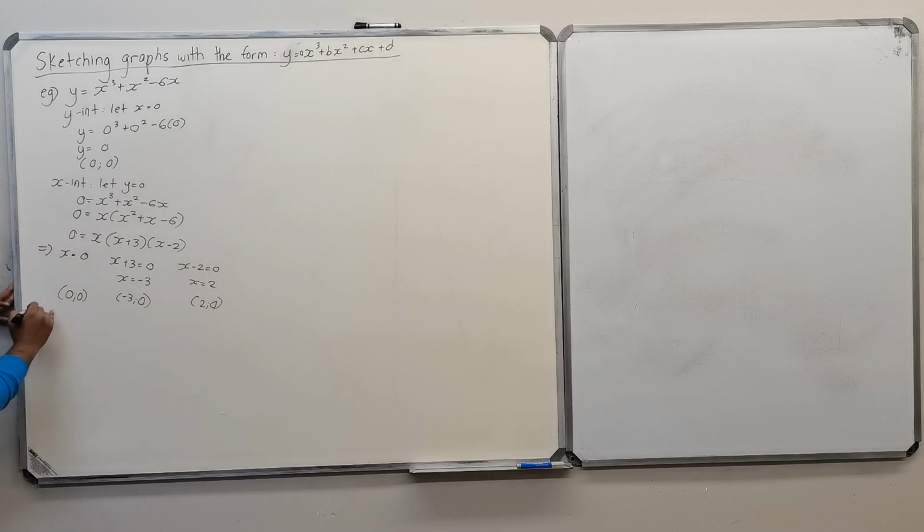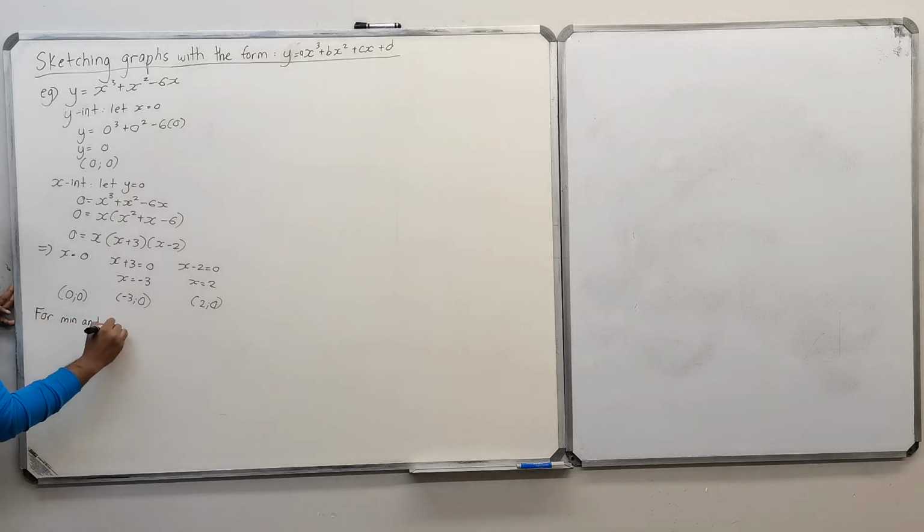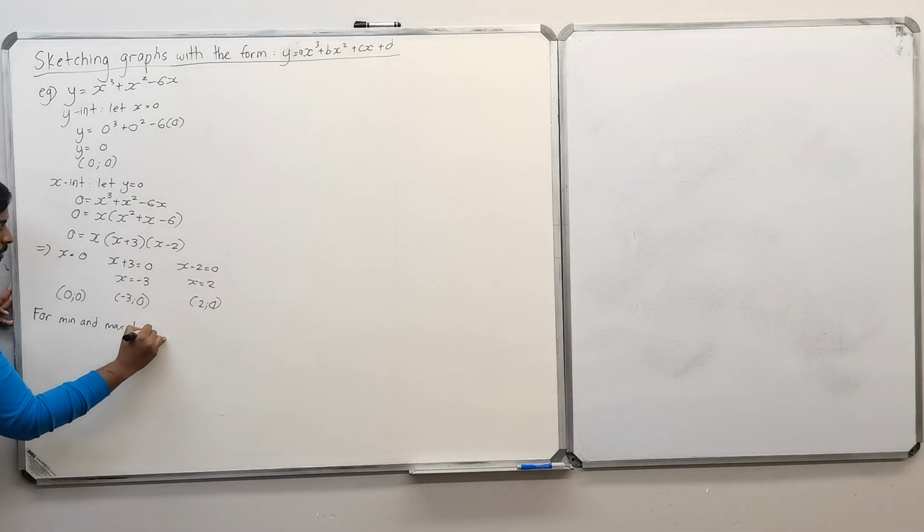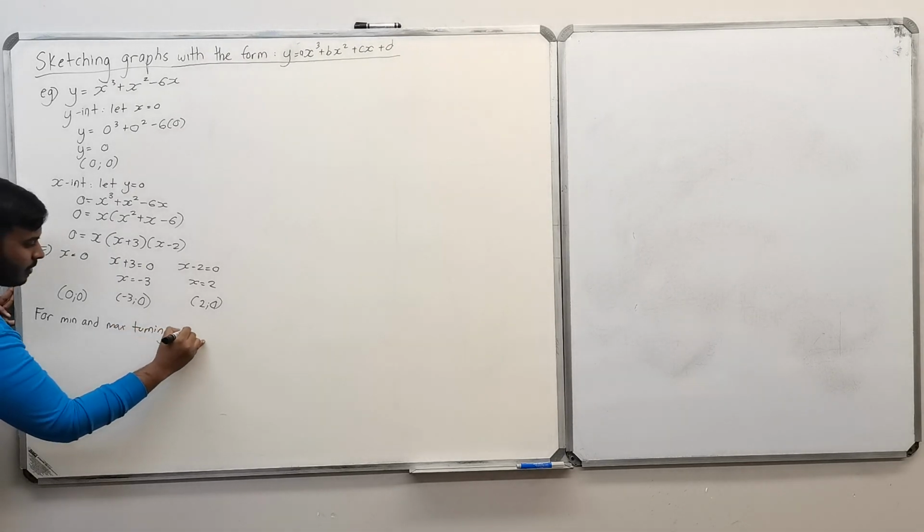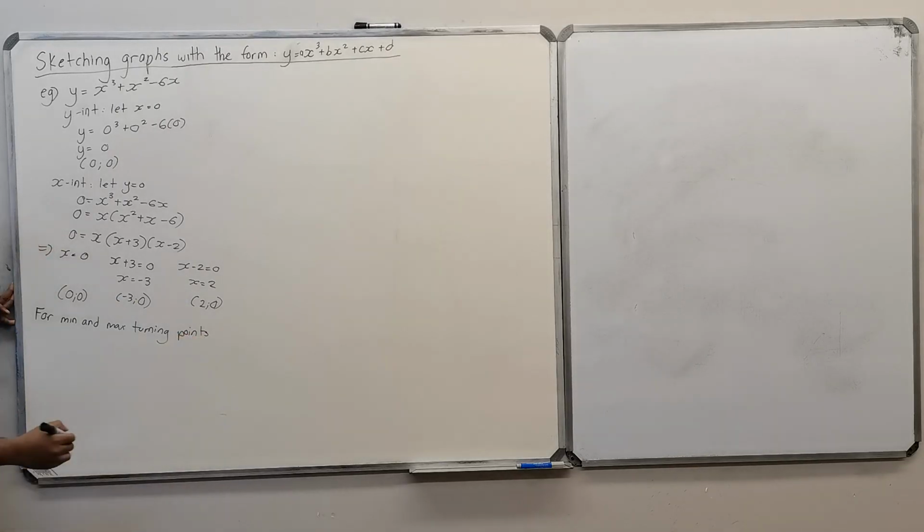Okay, so for minimum and maximum turning points, right? What do you do? You derive, you get your first derivative, you equate it to 0. And you don't have to say it with me, right? Because the more you say it with me, the more it gets stuck in your head after that, right? So you need to let your first derivative equal to 0. So if you had to derive this equation, what would you end up with?